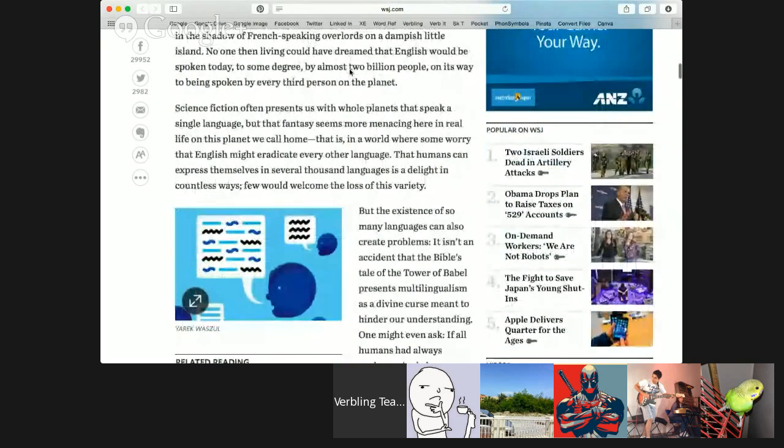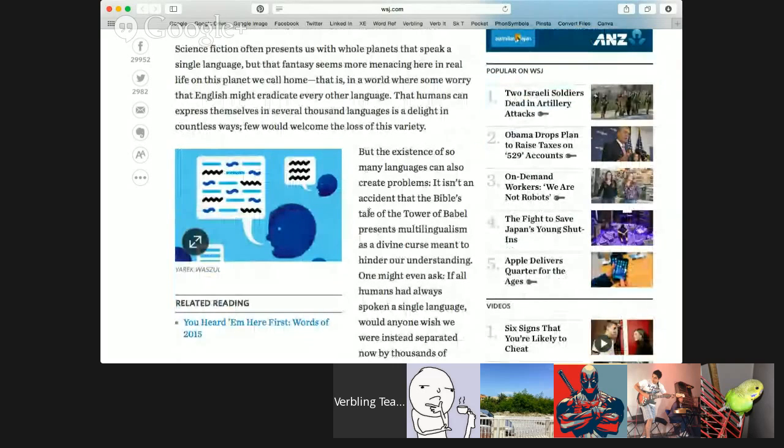Science fiction often presents us with whole planets that speak a single language, but that fantasy seems more menacing here in real life on this planet we call home. That is, in a world where some worry that English might eradicate every other language. That humans can express themselves in several thousand languages is a delight in countless ways. Few would welcome the loss of this variety.